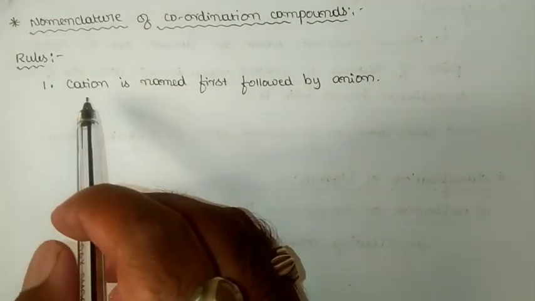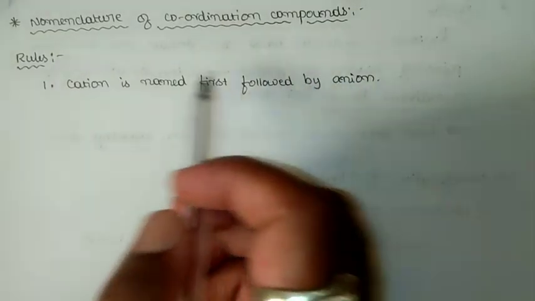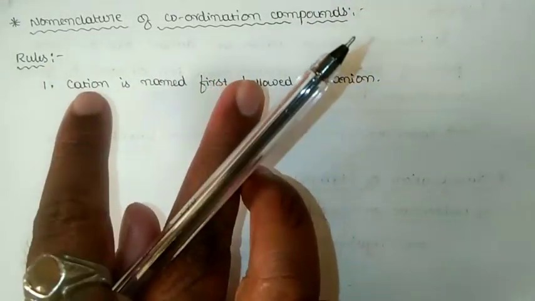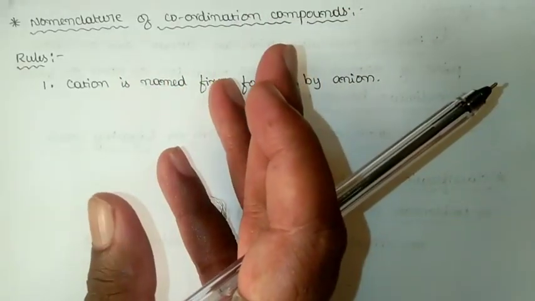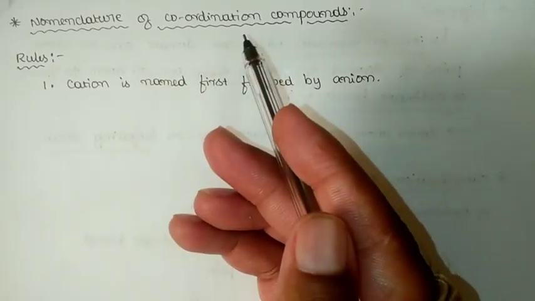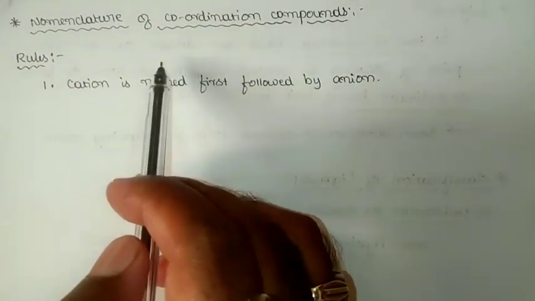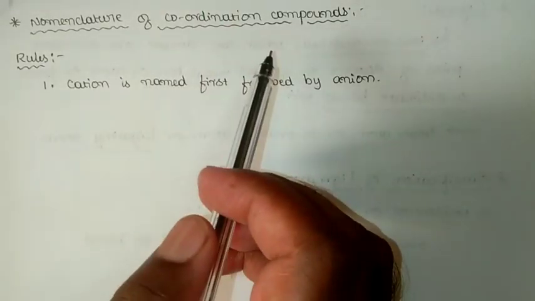So the first rule is the cation is supposed to be named first, then the anion. That means if you consider a complex salt, as we know, there will be 2 spheres in a complex salt. One is coordination sphere and the other one is ionic sphere. The coordination sphere can exist as complex cation and complex anion. Similarly, the counterpart ionic sphere may exist either in the form of cation or in the form of anion. So among the coordination and ionic sphere, the one which is in the form of cation is supposed to be named first, followed by the anion.